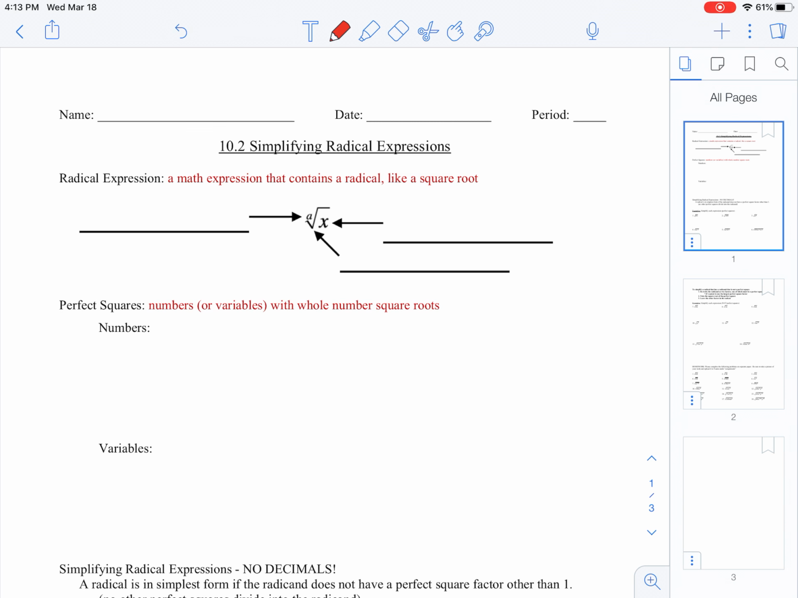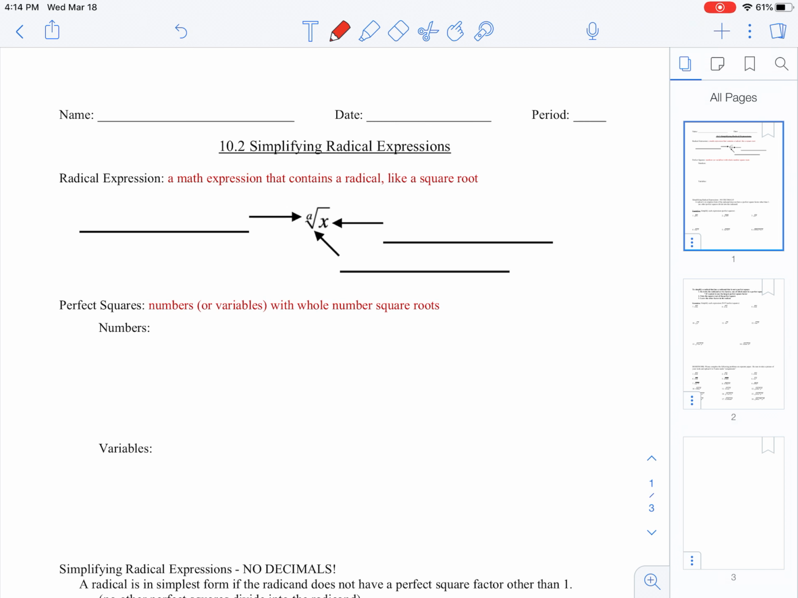In this first part of Chapter 10, Section 10.2, we're going to begin by learning how to simplify radical expressions. A radical expression is just a math expression that has letters, numbers, and a radical sign. You're most familiar with a square root, but we have talked about things like cube roots, fourth roots, and so on. In this chapter, we're really just going to focus on square roots.